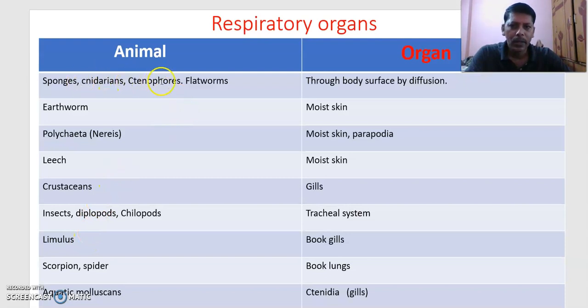In sponges, cnidarians, ctenophores, platyhelminthes, respiration is through body surface by diffusion. Earthworm, moist skin. Polychaetes, moist skin and parapodia. Leeches, moist skin. Crustaceans, gills. Insects, diplopods and chilopods, what are they? Tracheal system is present. Limulus, book gills are present. Scorpion, spider, book lungs are present. Aquatic molluscans, ctenidia or gills are present.